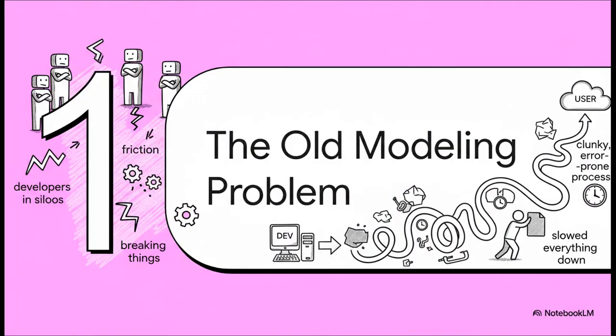So, let's just sit with that old way for a second, because it was a huge pain point, right? It was this constant source of friction. You'd have these brilliant developers, but they were all stuck in their own little silos, literally afraid to commit their changes because they might break something someone else was working on. And then, just getting a model out the door. You had to generate these clunky, error-prone files and manually upload them. I mean, it just slowed everything to a crawl.